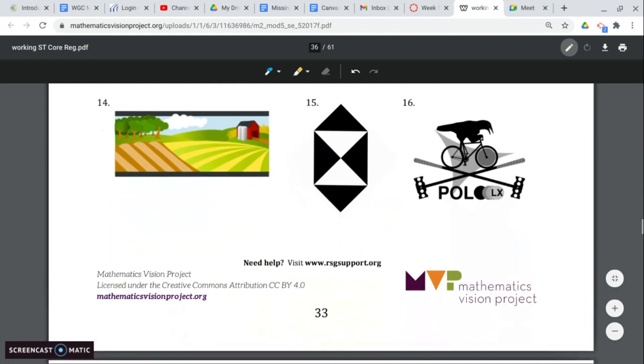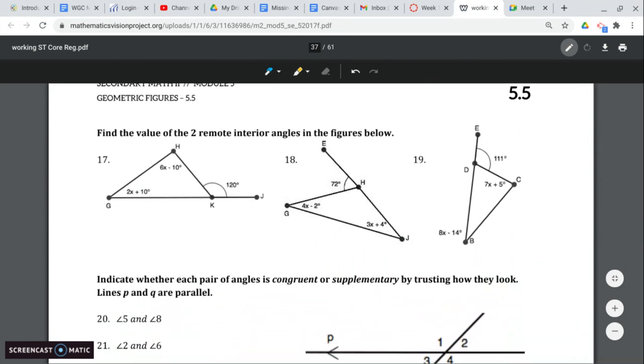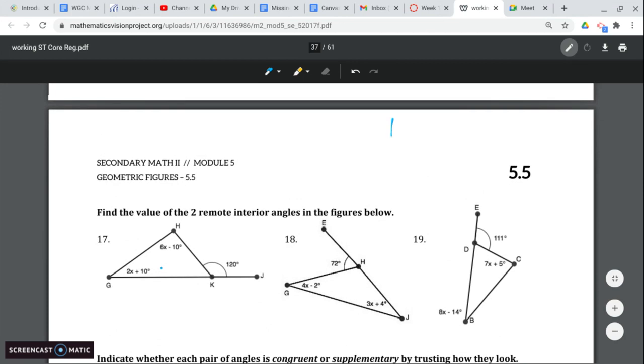All right. The next section, find the value of the 2 remote interior angles in the figures below. So the one we're looking at here is 17. So the exterior angle is 120. So I'm going to write this up here. And remember, we add the 2 remote interiors together. So 2x plus 10 plus 6x minus 10. So 10 minus 10, that just goes away. 6 plus 2 is going to give us 8x equals 120. And so then we divide. So we take 120 divided by 8, and we're going to get 15.